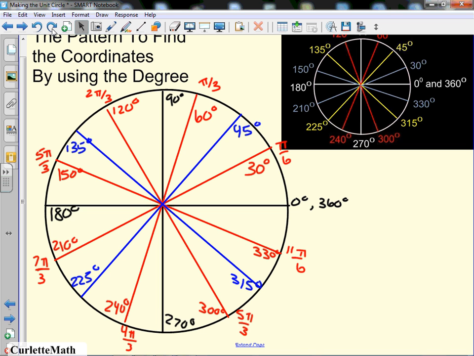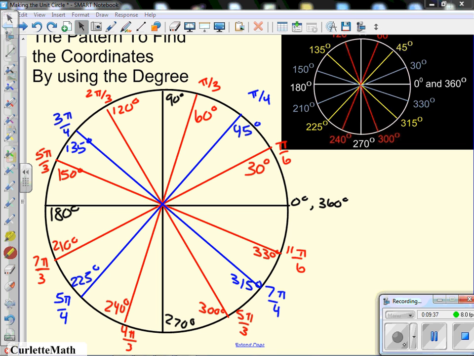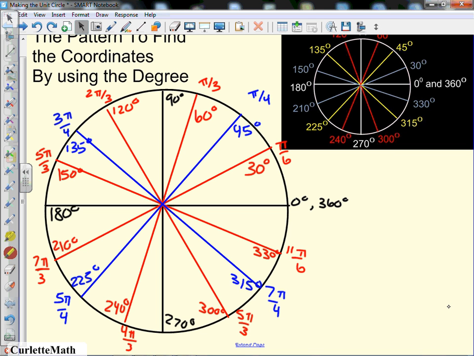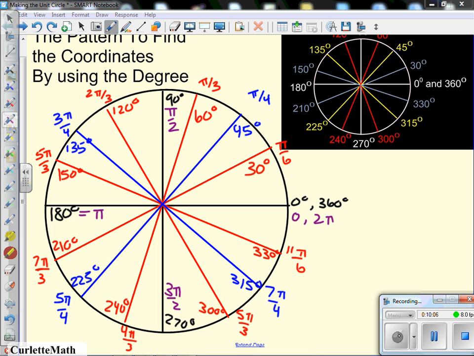Now we can go around our 45-degree marks, and we have pi over 4, 3 pi over 4 for 135 degrees. Our next at 225 degrees is 5 pi over 4, and at 315 degrees we have 7 pi over 4. Now, at our other marks, so at 0 degrees we have 0 radians. At 90 degrees we have pi over 2 radians. At 180 degrees we have pi radians. At 270 degrees we have 3 pi over 2 radians. And back at 360 we have 2 pi. So we have now just explored the patterns to going around and making our radian measures of the unit circle.